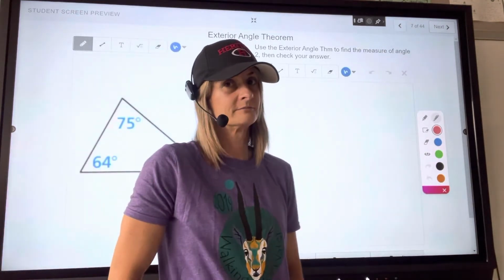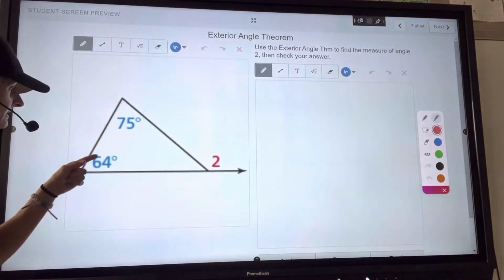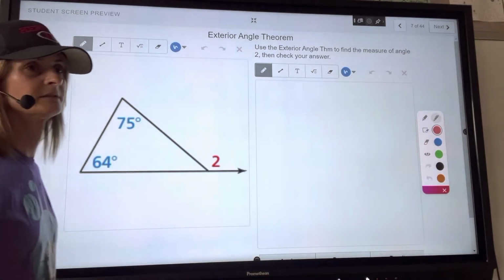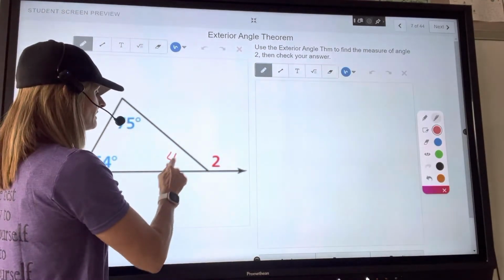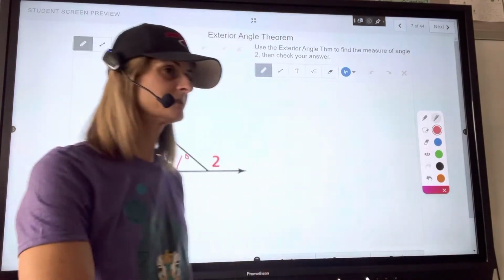Somebody, come on. 75, 64. What's the missing one? 41. Can I get a confirmation that that's 41 degrees from somebody else? It is. 41 degrees it is.